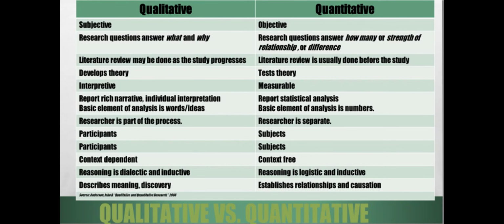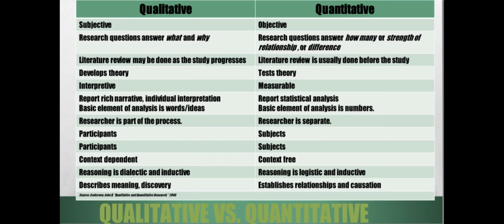Now, let's take a look at the differences between qualitative and quantitative research. On the left are the characteristics of qualitative research, on the right for quantitative research. One of the strengths of quantitative research is that it is very objective in nature. So the researcher is like an outside observer of the phenomenon. He does not immerse himself in the research process itself, unlike qualitative research.